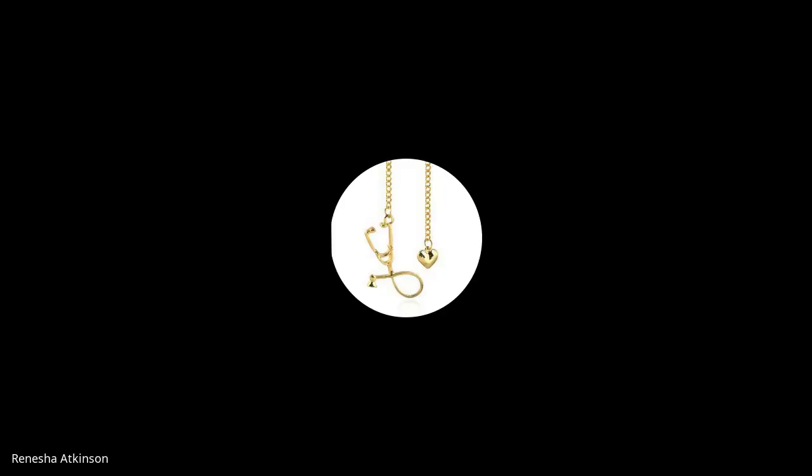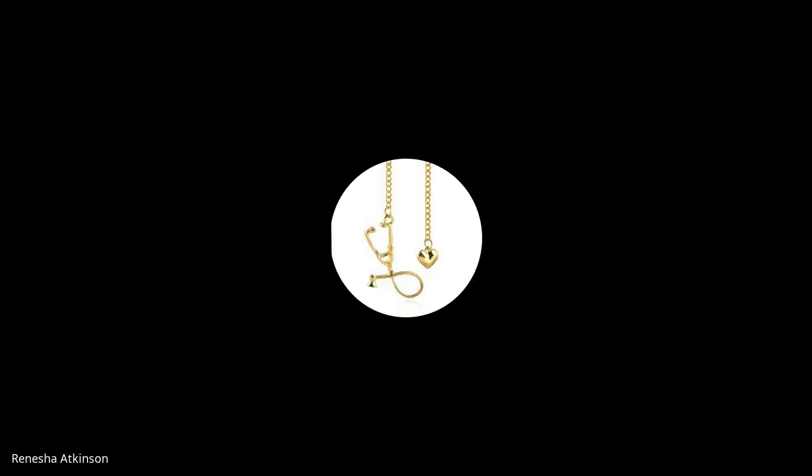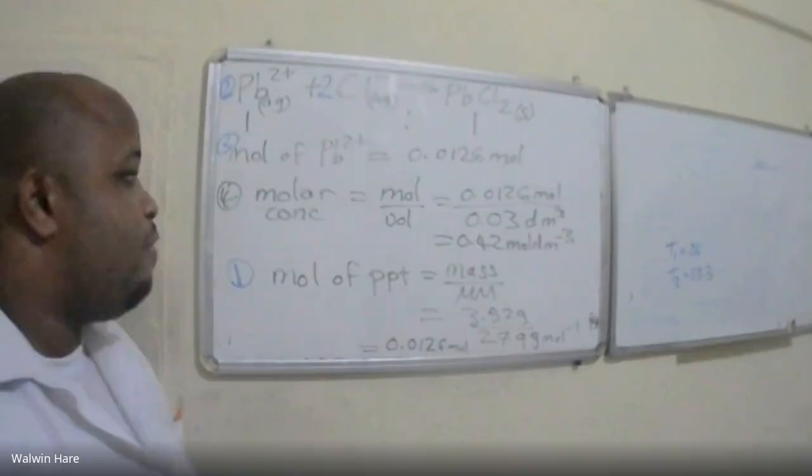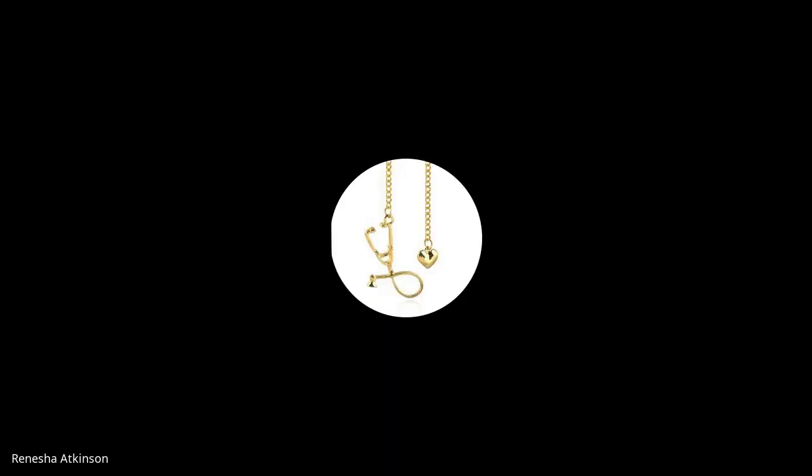Yes, sir, I am. Just to clarify, you're saying when they ask for molar concentration, the answer should be in mole per dm³? That is correct. All right. Sir. And they tend to give you the volume in cm³, so you will have to convert it to dm³. All right, sir. Yeah.